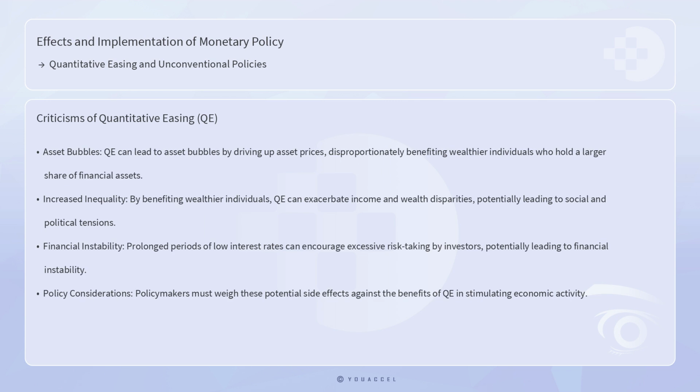One of the primary criticisms of QE is that it can lead to asset bubbles and increased inequality. By driving up asset prices, QE disproportionately benefits wealthier individuals who hold a larger share of financial assets. This can exacerbate income and wealth disparities, potentially leading to social and political tensions. Moreover, prolonged periods of low interest rates can encourage excessive risk-taking by investors, potentially leading to financial instability. Policymakers must carefully weigh these potential side effects against the benefits of QE in stimulating economic activity.